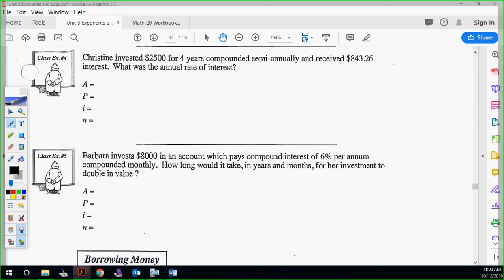So now we are given A. This is where we're solving for essentially a different variable. But what we do have to do, A isn't 843, is it? I have to add this to 2,500, right? So for A, it's going to be 3,343.26, because I have to add what she made plus her principal. Yep, P is still 2,500.